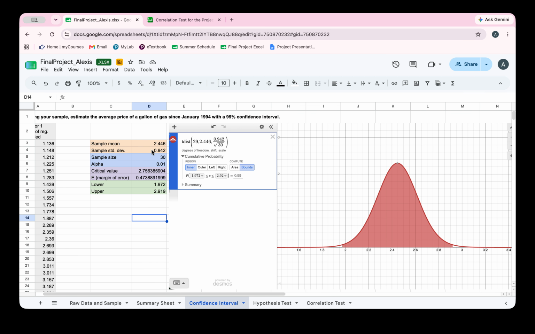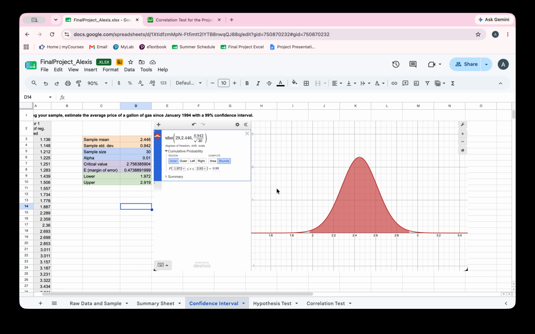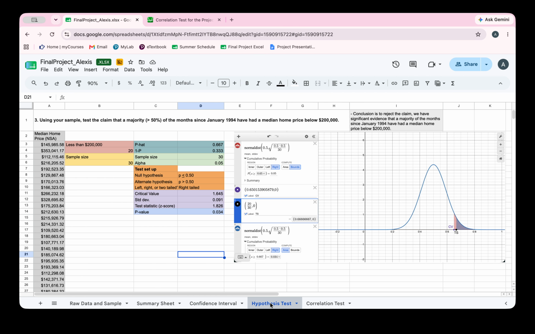And I'm also using this in Desmos to see that distribution. And then moving on to, I guess I'll mention, calculating the critical values, margin of error, sample mean, sample deviation were all calculated here in Excel. Nice and easy. And then moving on to the hypothesis test sheet.